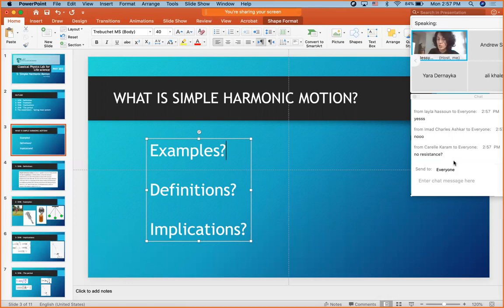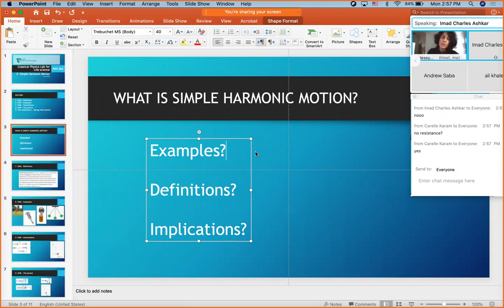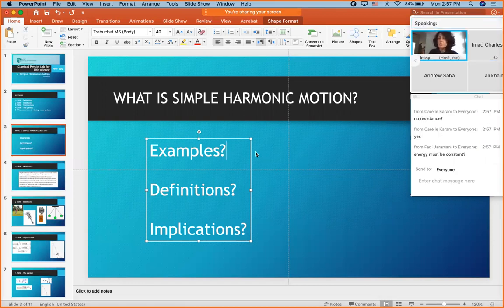What is the condition? You mean by resistance as in friction? Yeah, probably. On the same period? Yeah, periodic, but periodic is not the most important thing. Energy must be constant, mechanical energy, I suppose.